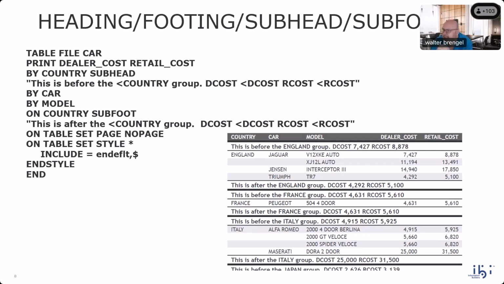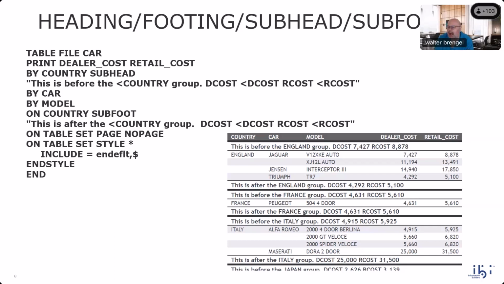So in our output, in the subhead, notice the D cost for England is 74.27 and R cost is 88.78. And then in the subfoot, the values are 42.92, 5100. So again, first line in the group, last line in the group. But you might say, well, what if I want to get the total? Well, you can just do subtotal. That would be the easiest thing. But we used to have issues. We used to have certain circumstances where you wanted to do your own subtotals, or you wanted to position them differently. And the result in that would be to do it in a subfoot.